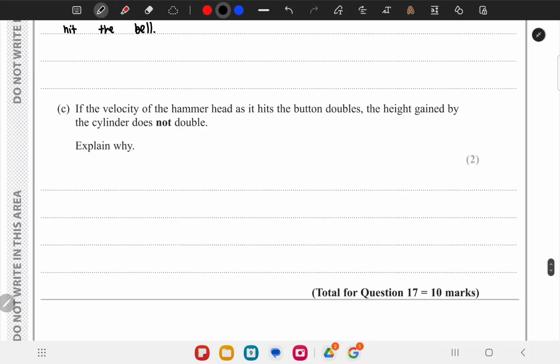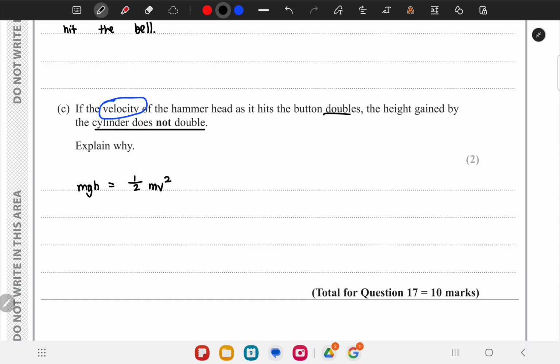Now moving on to part C, we are told that if the velocity of the hammerhead as it hits the button doubles, the height gained by the cylinder does not double. We have to explain why. Here, if you notice, we are talking about the velocity of the hammer, not the kinetic energy. The height gain depends on the GPE, so we have mgh equals half mv squared. So the kinetic energy is converted to GPE.